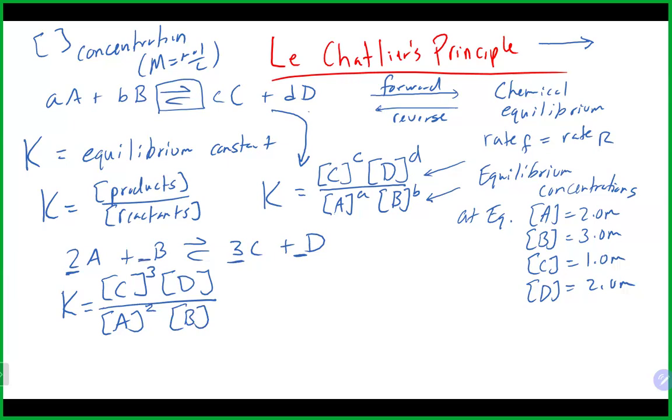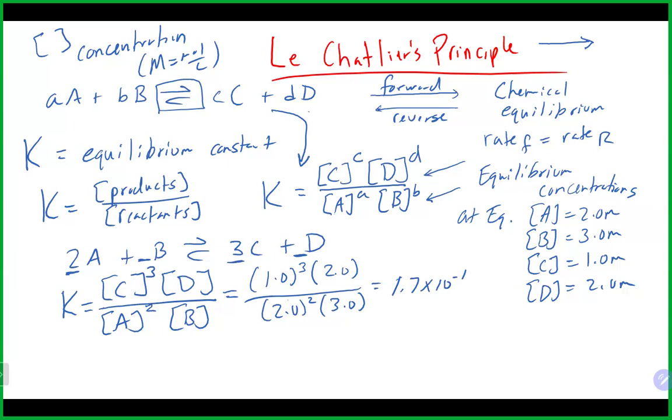Since these are equilibrium concentrations, we can put them in. We'll see how I did here. We got 1 cubed, that's not too bad, times 2, divided by 2 squared, times 3. If we put these numbers in, we get 2 divided by 4 divided by 3. We're going to get an equilibrium constant of about 1.7 times 10 to the minus 1 in this particular case.